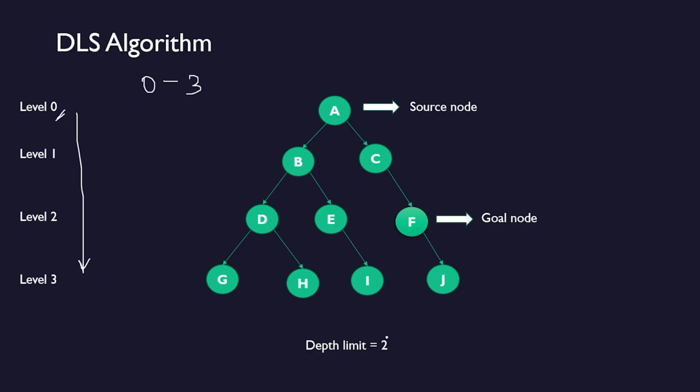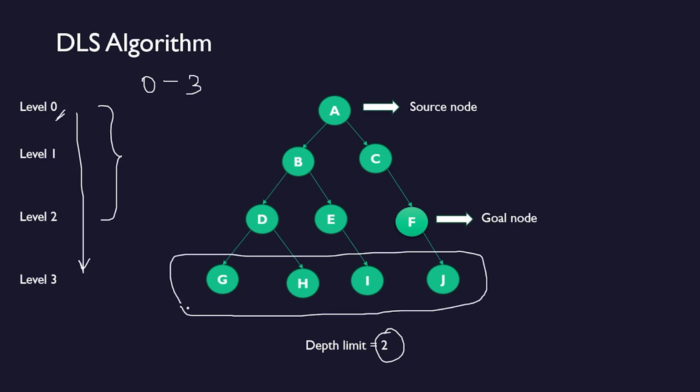Since my depth limit here is 2, it means that I can only traverse from level 0 to level 2, which means I cannot traverse through any node which is in level 3 or below. This is convenient for us because our goal node is present in level 2. So we don't need to traverse through all these nodes in order to reach this node. To find the goal node, this will be much faster than if you were using a depth first search algorithm, where you had to traverse through all these nodes to reach F.